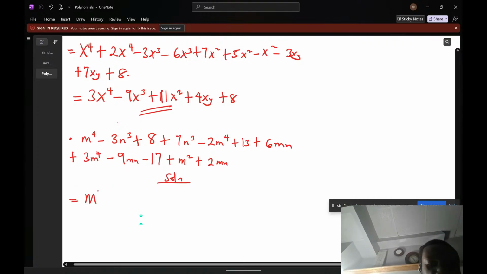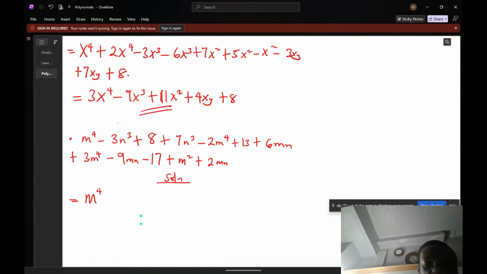So we have m raised to power 4. Now let's collect the like terms. m raised to power 4 minus 2m raised to power 4 plus 3m raised to power 4.